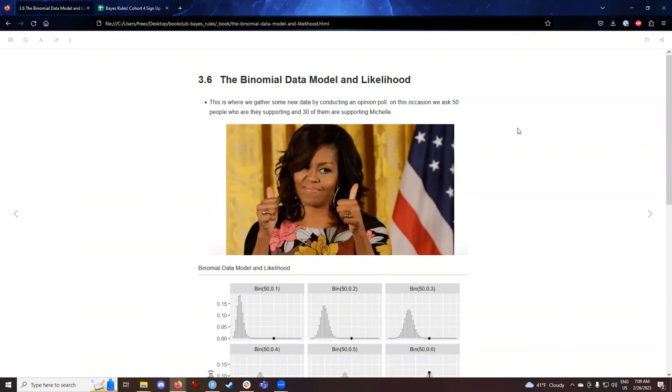This is where we gather some new data by conducting another opinion poll. On this occasion, we asked 50 people who they are supporting, and 30 of them are supporting Michelle. So note that the prior probability had an average of 45%. This new information has a proportion of 60%.